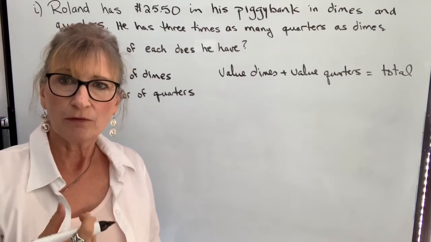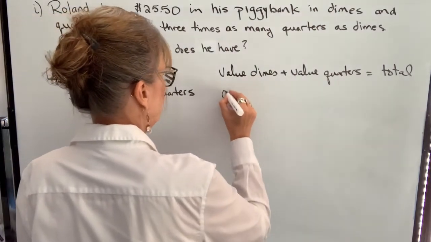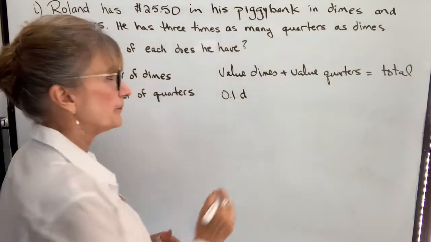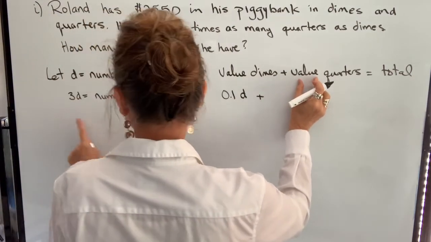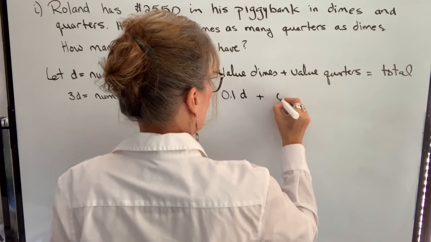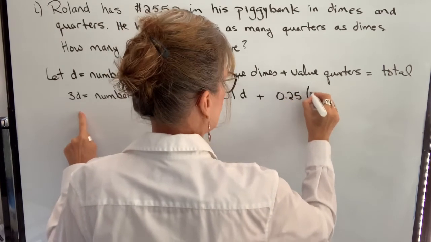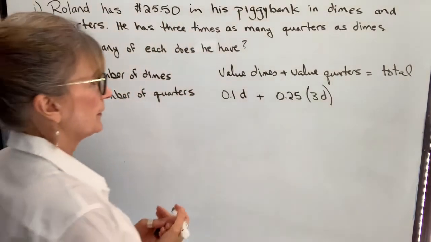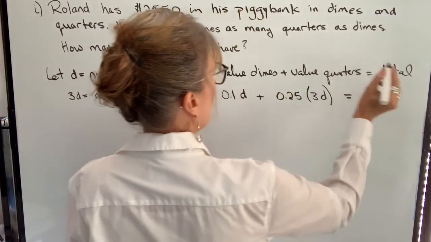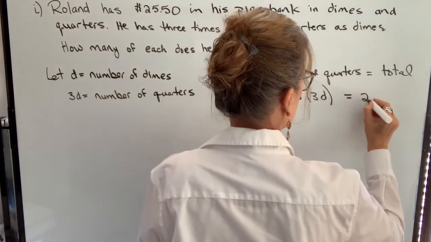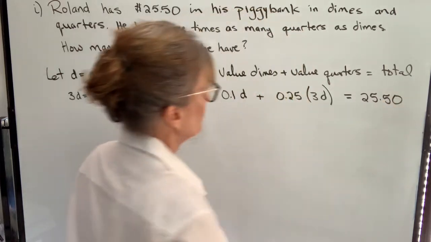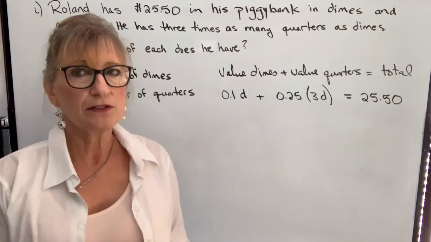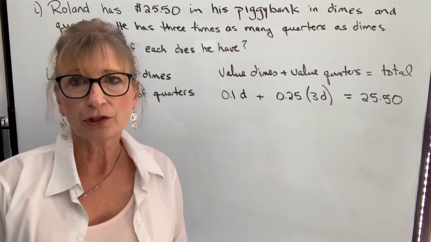Once you see it like that, how do we express value of dimes, our total value of dimes? We take the value of a dime, which is 10 cents or 0.1, times the number of dimes, and that's going to give our total value in dimes, plus our value in quarters. We've got a unit value of quarters is 25 cents. We have 3D as the number of quarters, and that adds up to our total value of $25.50. So there's our equation. That's the toughest part. But once you do a number of these unit questions, this will get more and more familiar.